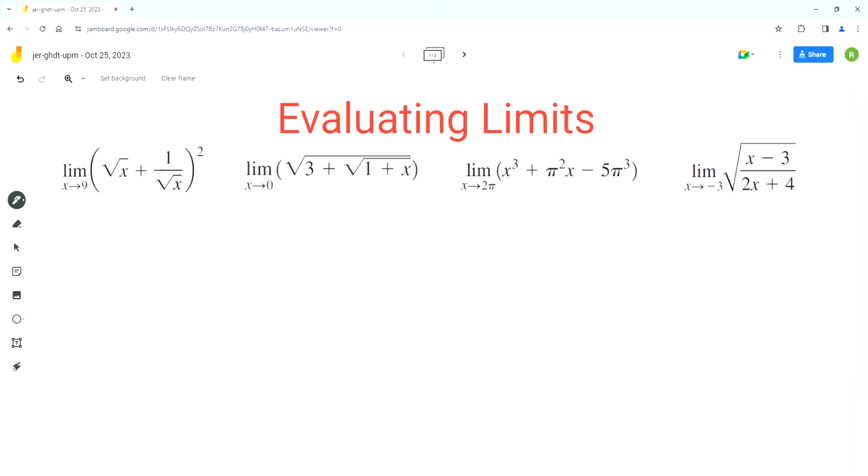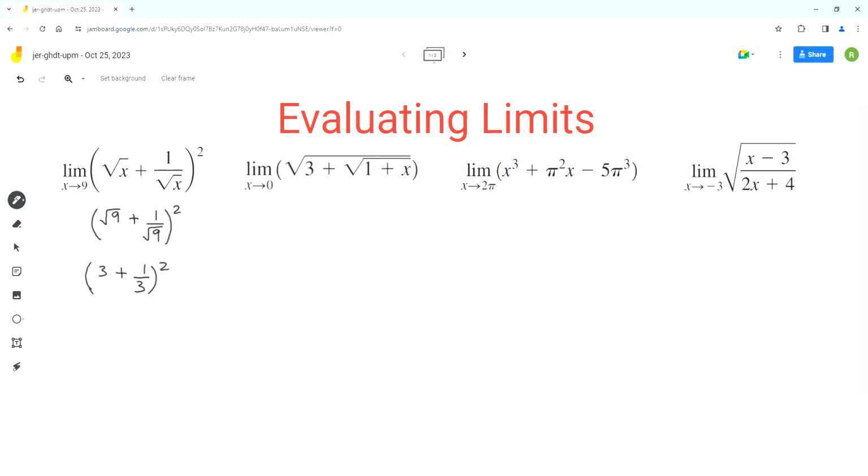So we can sub in x as 9. So we get (square root of 9 plus 1 over square root of 9) squared. Now we can simplify the terms in the parentheses. We know the square root of 9 is 3, then plus, and the square root of 9 is again 3, so 1 over 3.